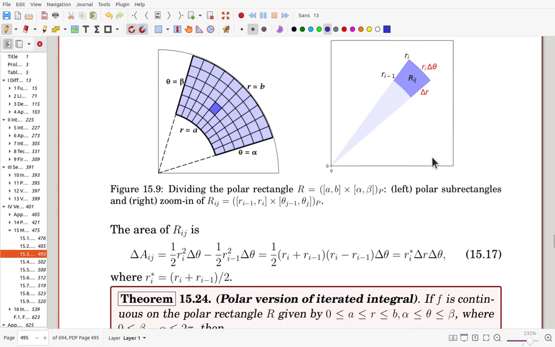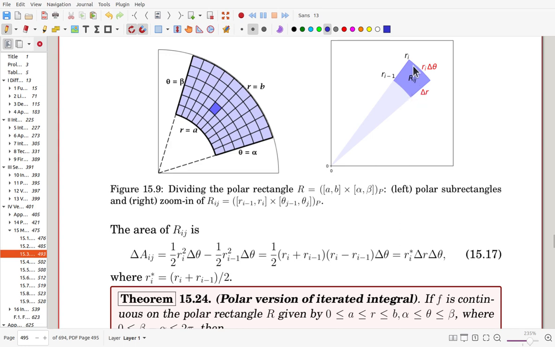Okay, we can find this one quite easily. This r is r i minus 1, and that is r i. So the area can be found in this way: half r i squared delta theta, that is delta theta.